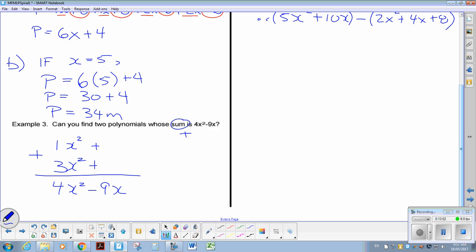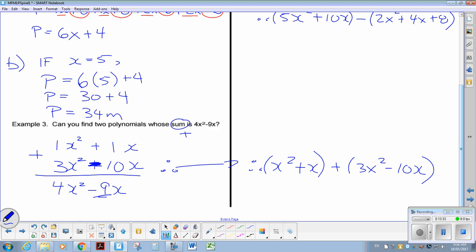Plus, I need to get something, take away something to give me negative 9x. So how about we go with 1 plus, I guess this is going to have to change to a negative sign, negative 10x. So therefore, do it over here where there's room. Therefore, x squared plus x. And if I add 3x squared minus 10x, I'll get my answer. So those numbers here, you can choose them as long as it works out with that below. Same thing here, 1 and negative 10 gave me the negative 9.